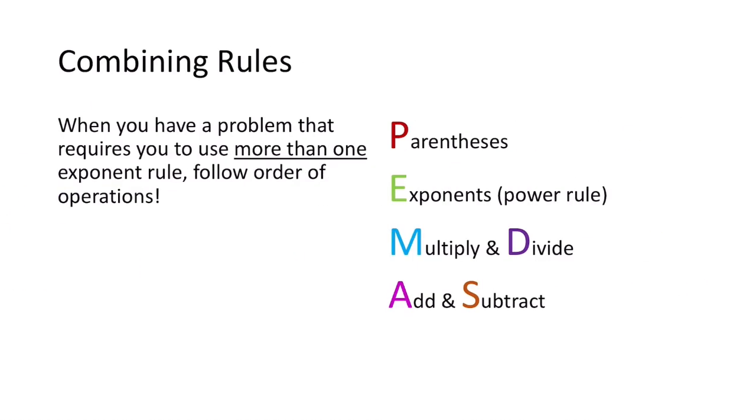So sometimes you have to combine rules. Sometimes there'll be more than one operation going on in a problem, and you'll have to use more than one exponent rule. So when we do this, we're going to use, once again, order of operations. Remember, order of operations tells us to do parentheses, then exponents, multiply and divide, and then add or subtract. So we're going to do the same thing when we're working with problems that involve exponents.